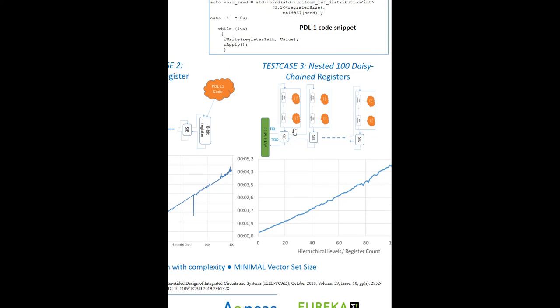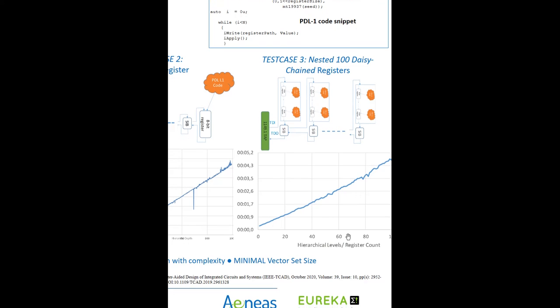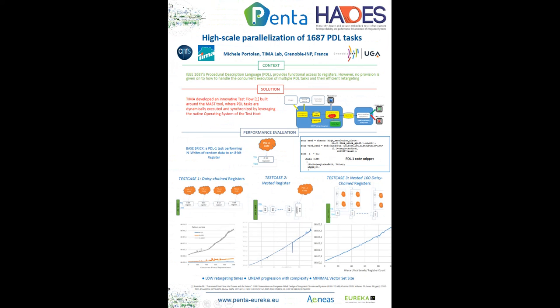Lastly, we made a stress test where we're putting the two things together. So we have 100 chained registers with 100 different PDLs to be retargeted, each put in a series of hierarchical levels. Once more, we can see that even going to a big register count of hierarchical levels, we're still getting completely linear cases with a minimal vector size, therefore proving that our tool is able to support these big cases and handle high-scale parallelization.